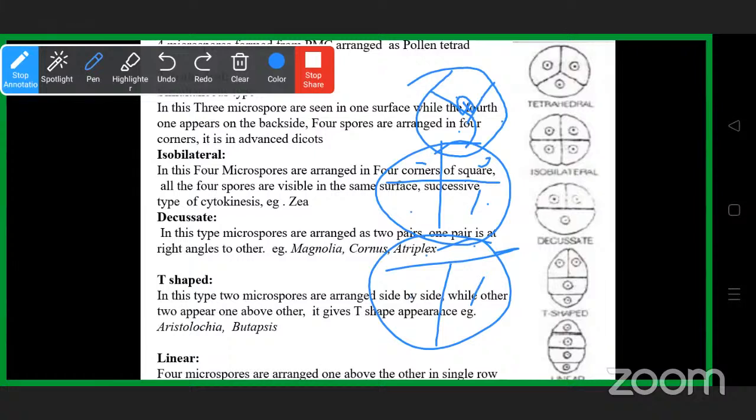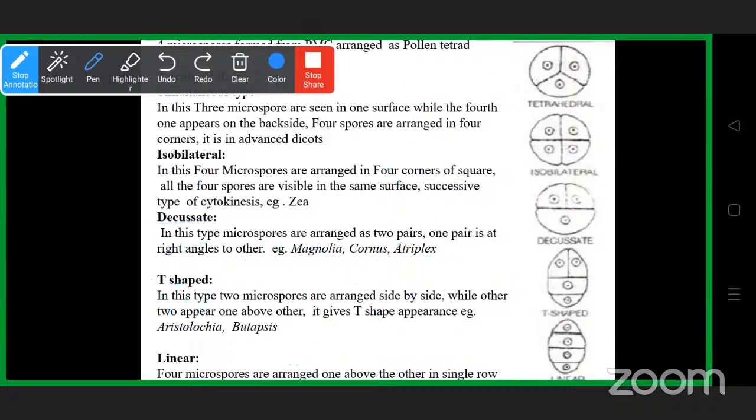And T-shape here also, but the micropylar end one is horizontal, the chalazal end one is vertical. And linear: four microspores are arranged in one line.